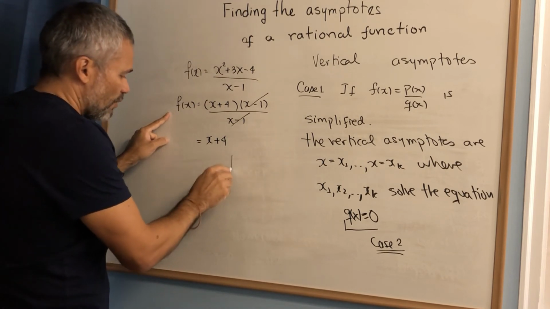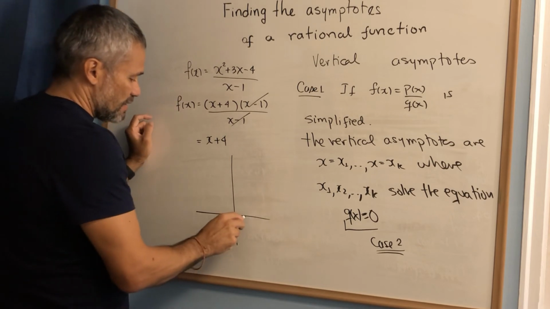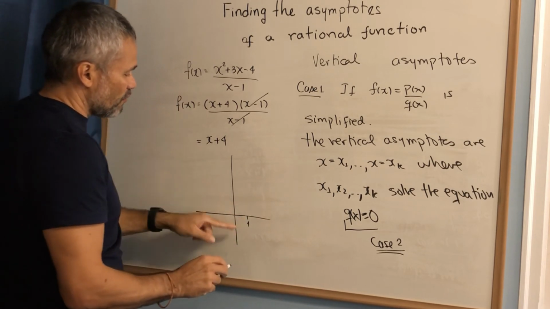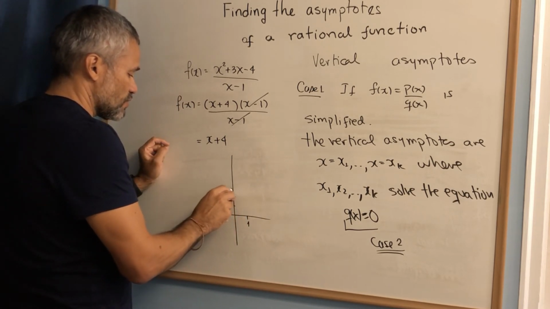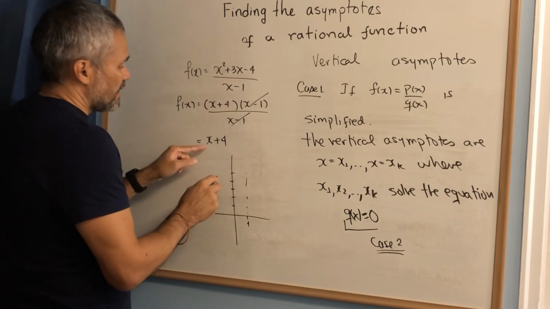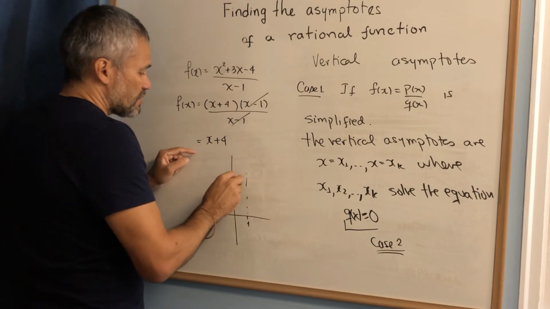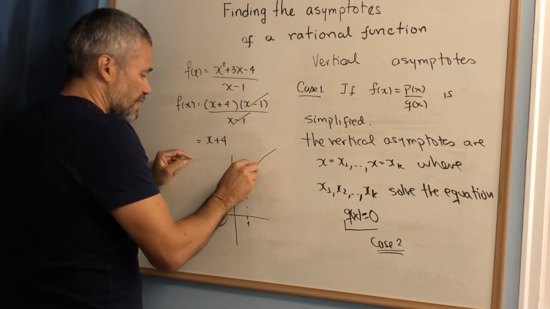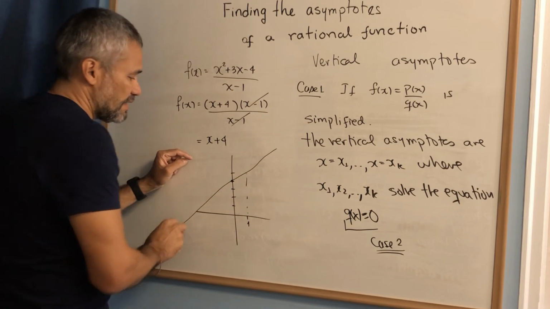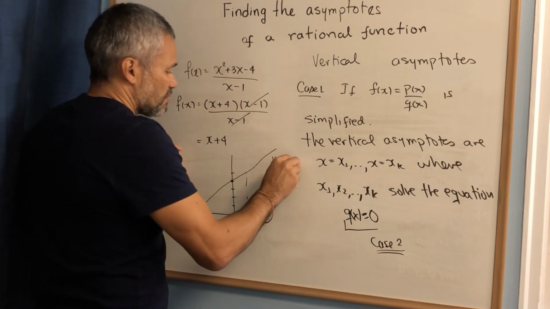Then if we want to do the graph of this function, we notice that here is 1. The value at 1 would be 5. 1, 2, 3, 4, 5, right? And when x equals 0 it is 4, this is a line with slope 1. And then you may think that it's like this, right? A line with slope 1, y equal x plus 4.